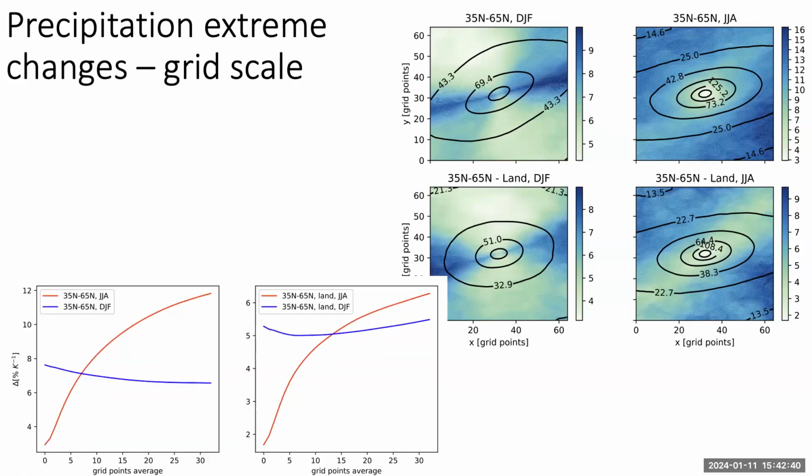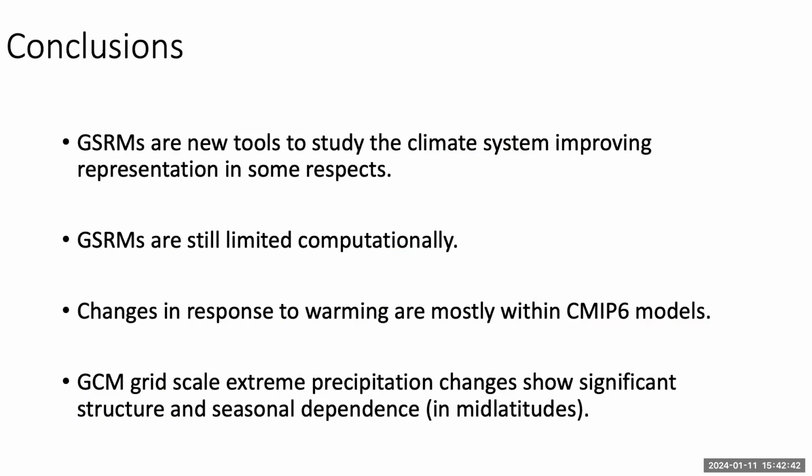I'll just finish with some conclusions. GSRMs are a relatively new tool, especially when we consider it as a tool for studying the response to warming, but not only that. The main issue with GSRMs is they're still limited computationally. So in the near future, there's not going to be a climate scale run of a GSRM. I don't believe it's going to be.